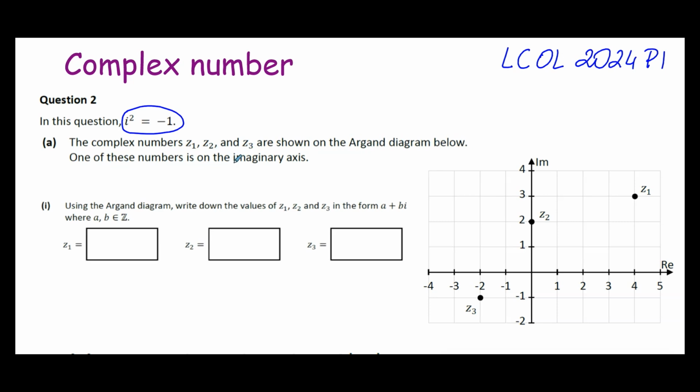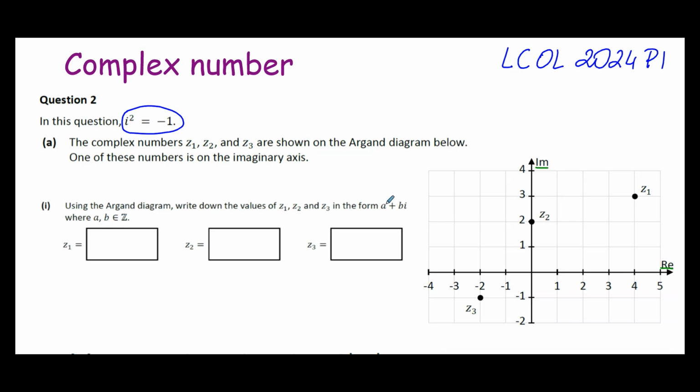One of these numbers is on the imaginary axis, and as we can see, we have here Im, imaginary, and Re, that's the real. Okay. Using the Argand diagram, write down the value of z1, z2, and z3 in the form a plus bi, where a and b belong to Z. What does that mean? If we don't remember, on page 23 in our maths table we can see that those numbers are whole numbers: positive, negative, and 0.